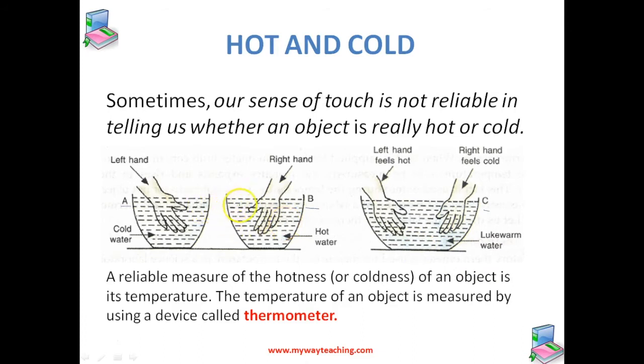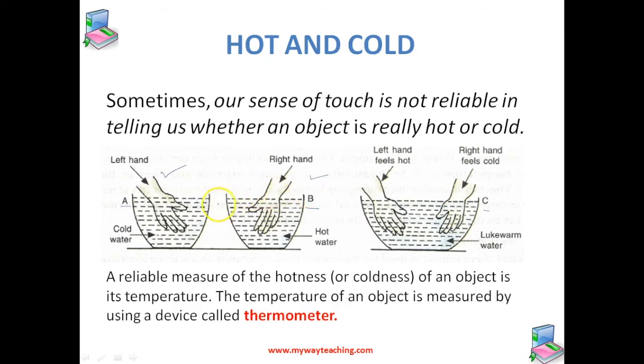You just dip your left hand in cold water, as you can see here, in bowl A, and your right hand in hot water in bowl B. Keep the hands in this way for about 2 to 3 minutes. Now take out the hands from bowl A and bowl B and quickly dip both hands in lukewarm water in bowl C.